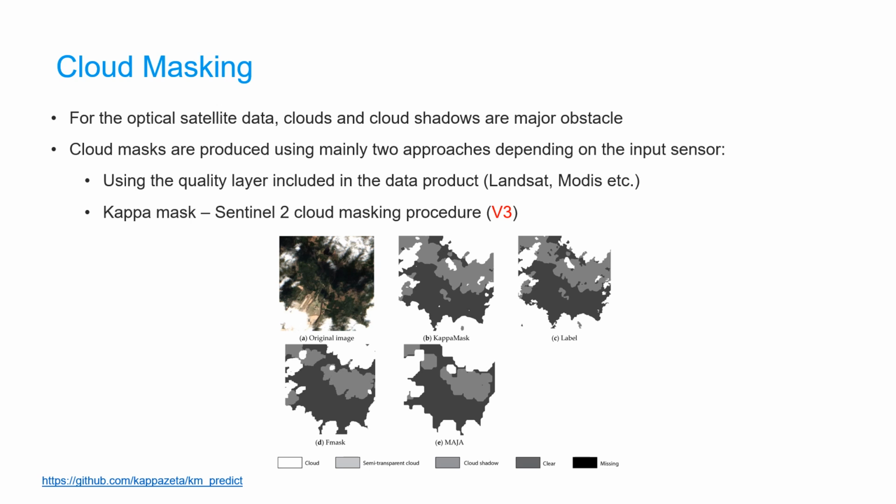In WaPOR, cloud masks are produced using mainly two approaches. One is to use the quality layer associated with the data product, like the quality layer obtained from Landsat, MODIS products, etc. And for Sentinel-2 in version 3 of WaPOR, an artificial intelligence based KappaMask approach is used. The figure shown in this slide shows the true color composite of a Sentinel-2 data, the cloud mask obtained from the KappaMask approach, and two other approaches called Fmask and MAJA.